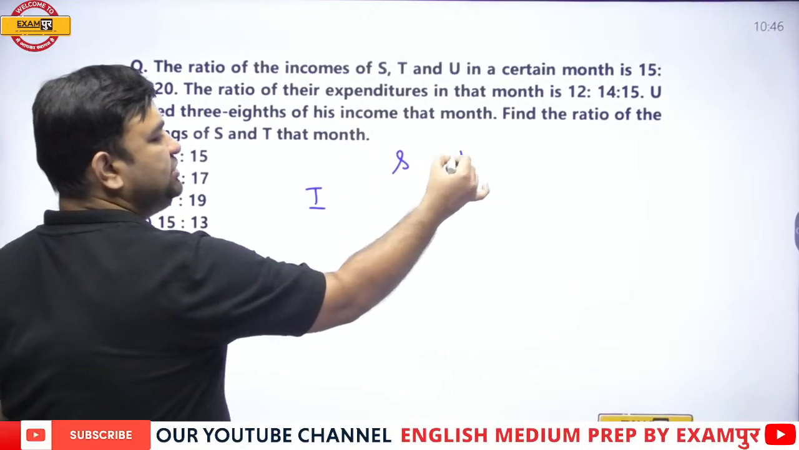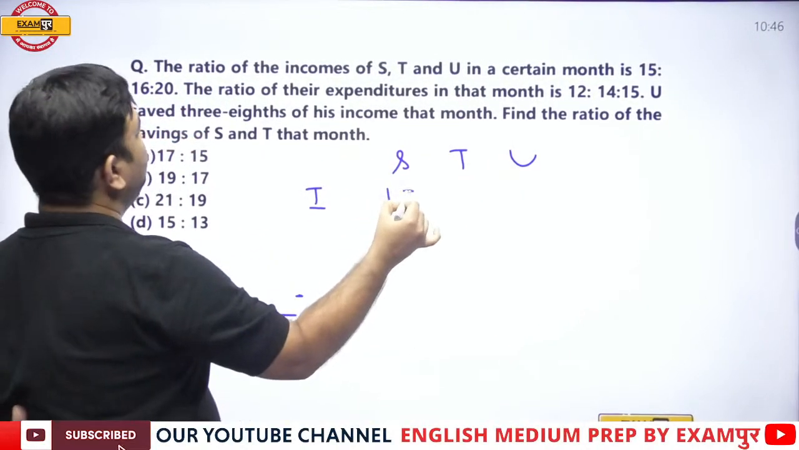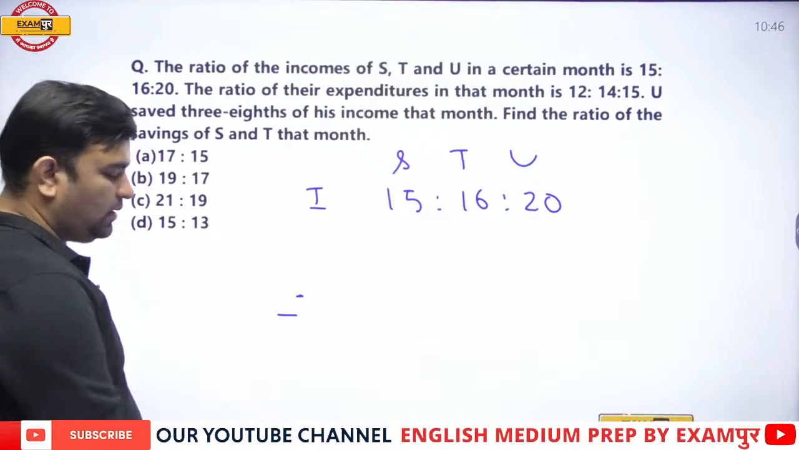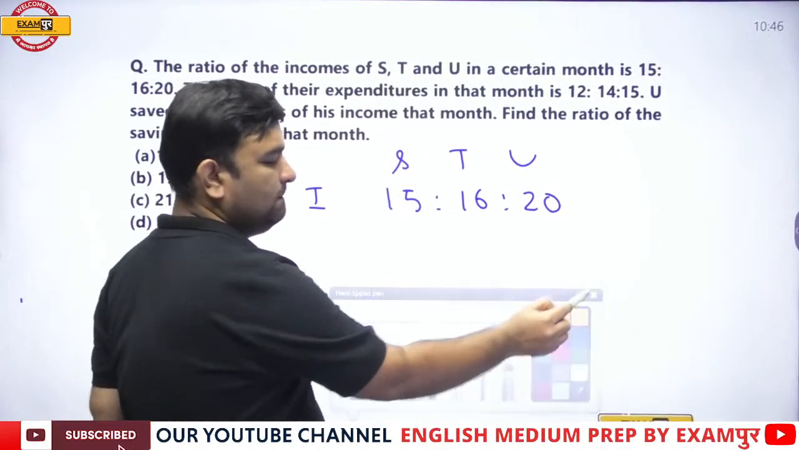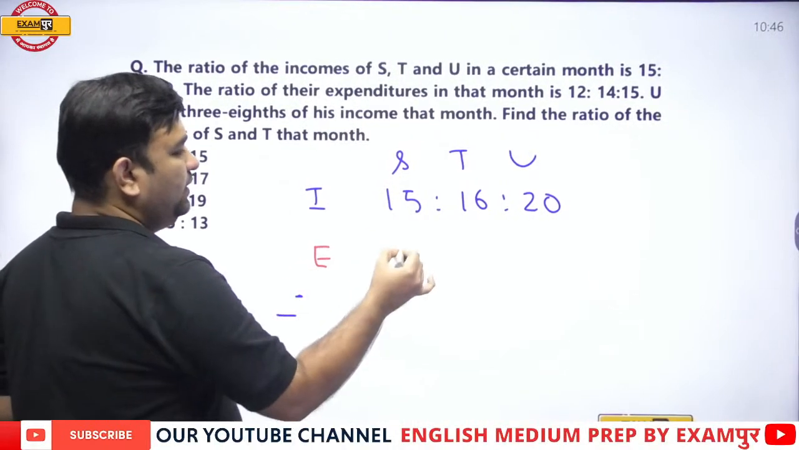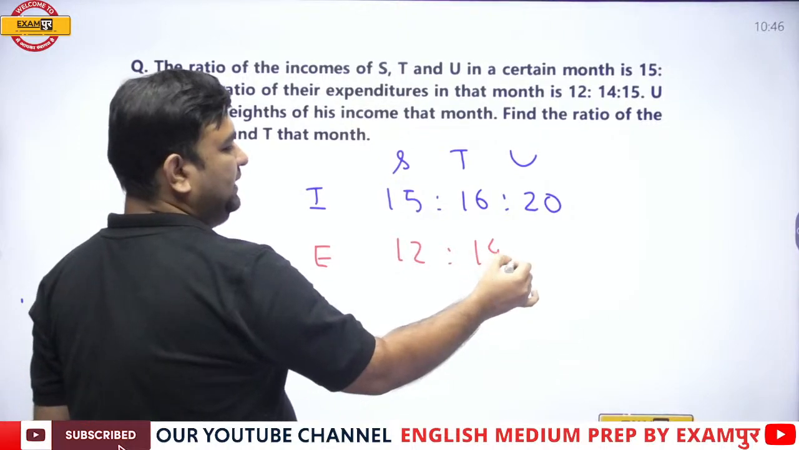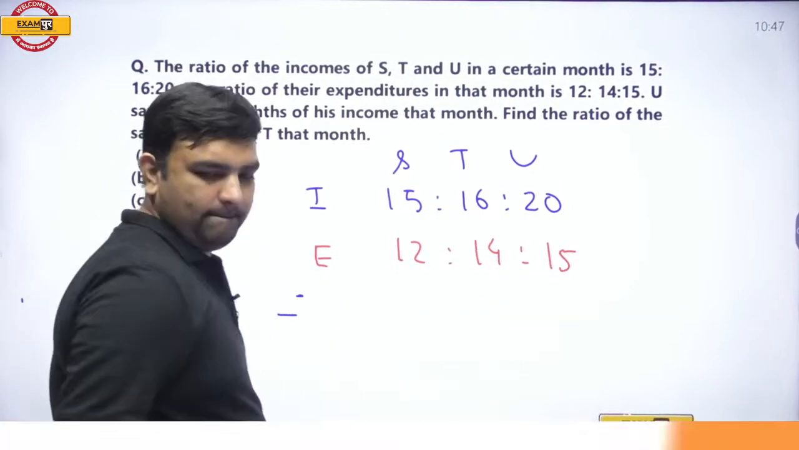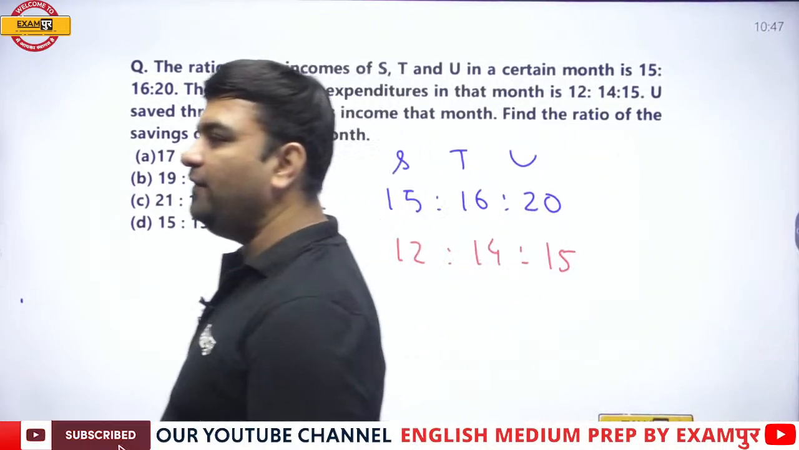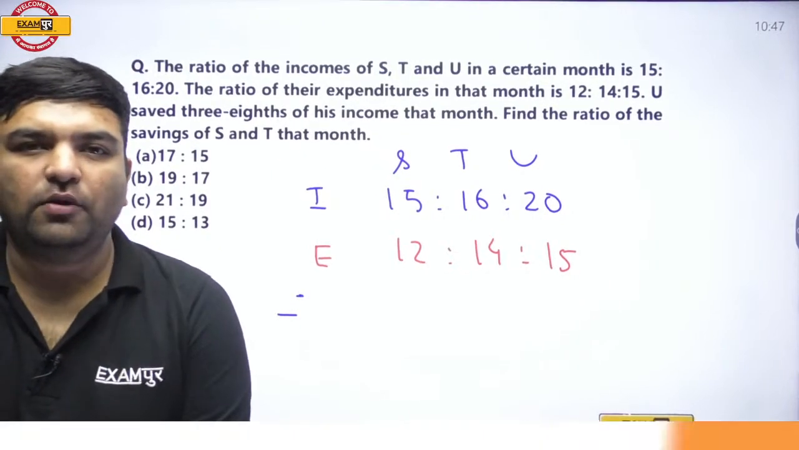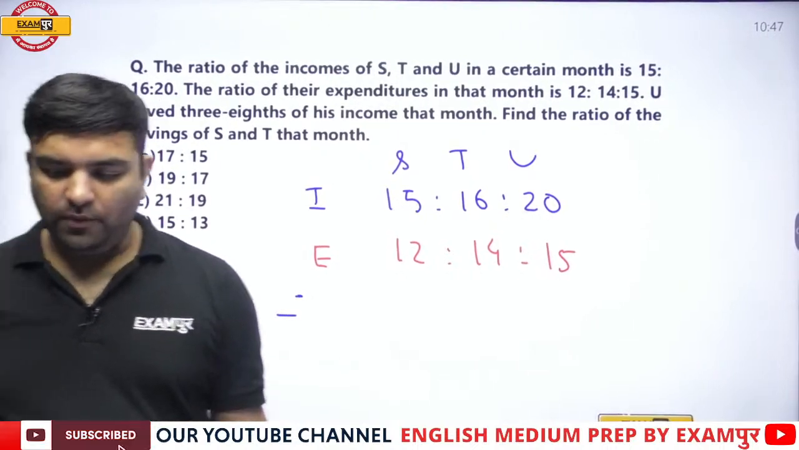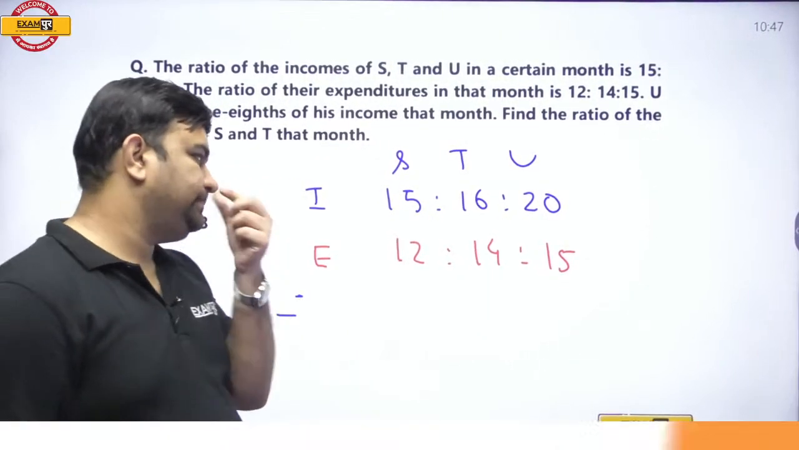Incomes of S, T, U are in the ratio 15, 16, 20, and expenditures are 12, 14, 15. Now we will look at what the given information is, so that we can proceed on this question.